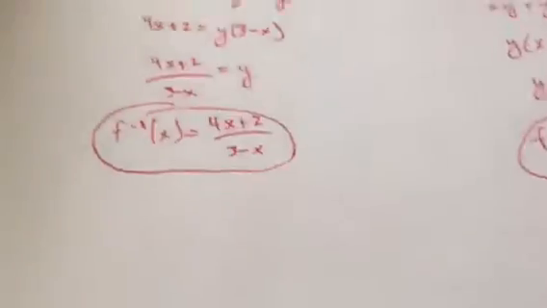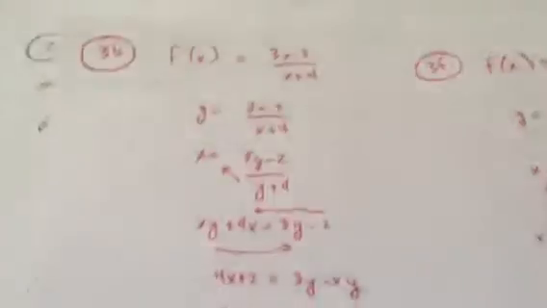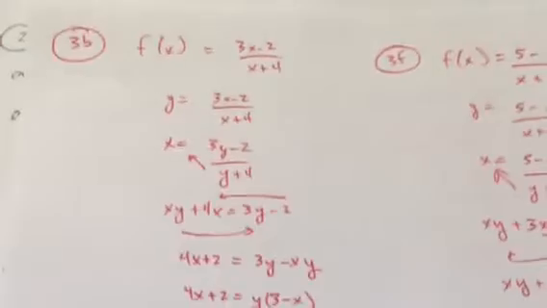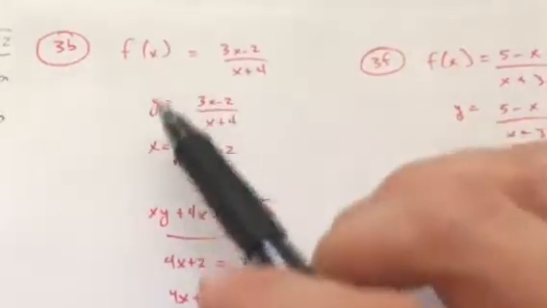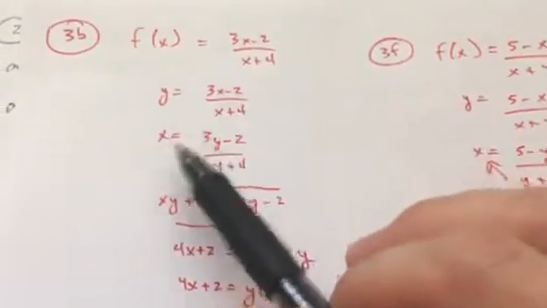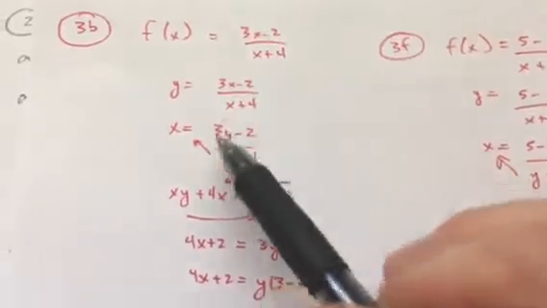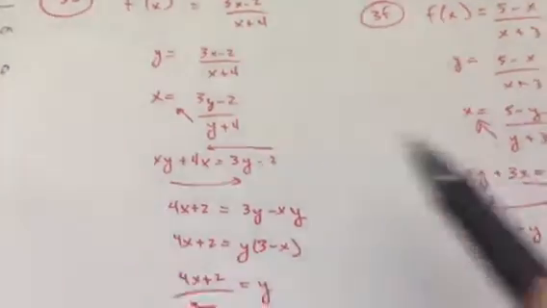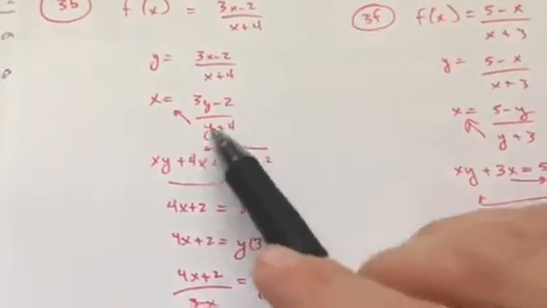3b over here. That's one of the, I would expect, you have two of these, I'd expect to see one of these for sure. Some of us had a little bit of issue on our homework with it. F of x is the same thing as y. So now these x's are both y's. That y is now an x. Multiply both sides by y plus 4.